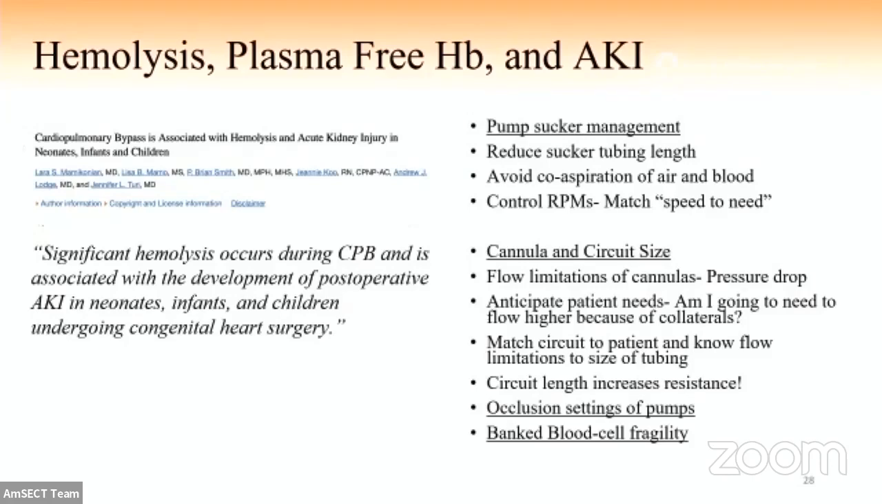Anticipate your patient's needs too. So collaterals, and plus what are you doing in the surgery too? You might have to bump up your cannulas and prove that argument to the surgeon that I need a bigger cannula because of collaterals in this patient. So again, circuit length too, resistance is to length too. The higher length of your arterial tubing, the greater resistance and the greater pressure drop. Occlusion settings and pumps, of course, are very important, and we already talked about bank blood and the cell fragility of it.